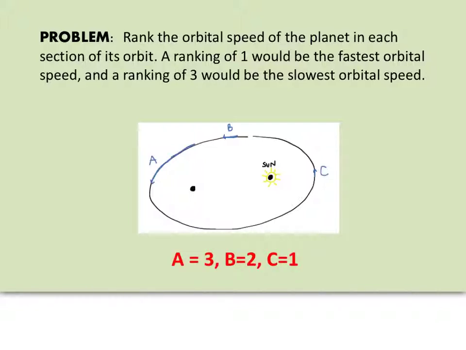You should have found that section A had the slowest orbital speed and should have been ranked third. Section B should have a ranking of 2, and section C should be the fastest with a ranking of 1. Hopefully you weren't tripped up by the size of the arcs I drew.